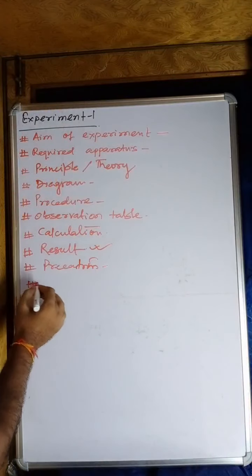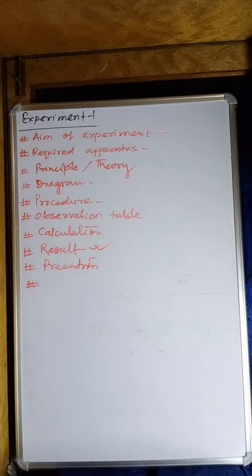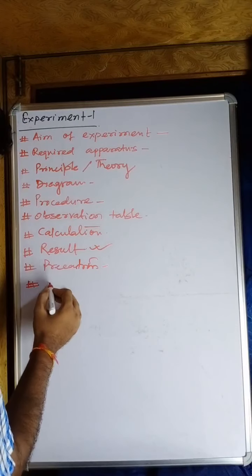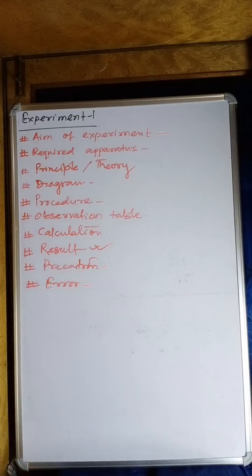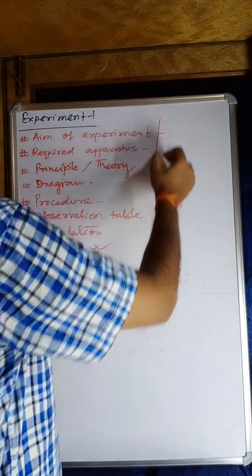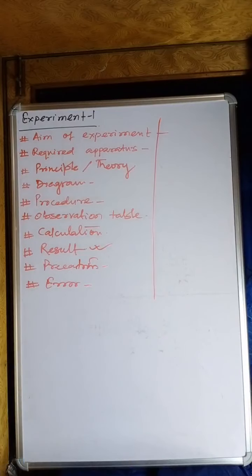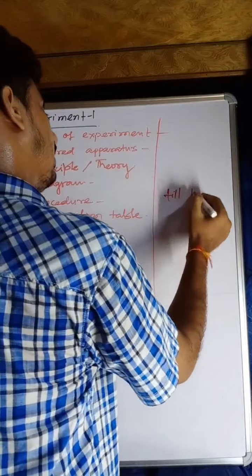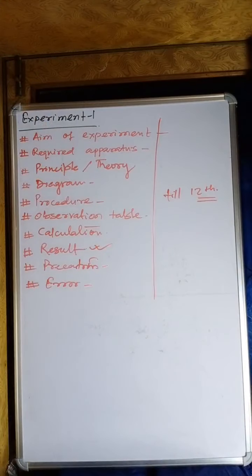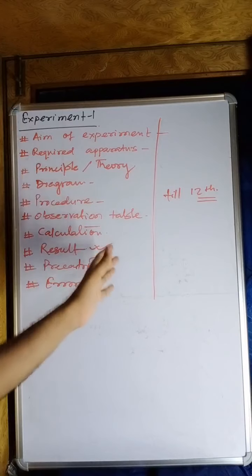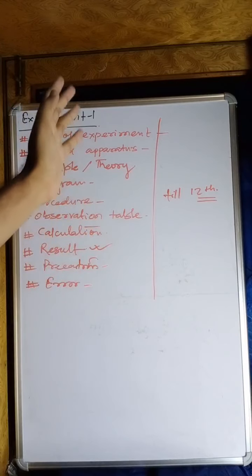Okay, and the next, that is the last, you can write the source of error. This could be the error. Remember, you have to follow these steps for all the experiments till 12th. Remember, till 12th. This is not for 11th and not for this particular experiment, my dear students. You have to follow these steps till 12th in each experiment that you are maintaining.